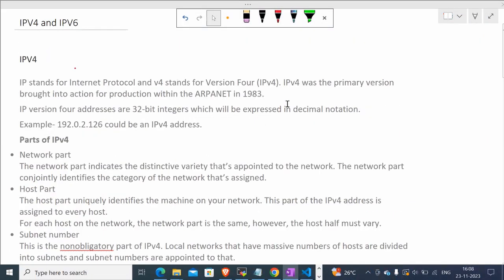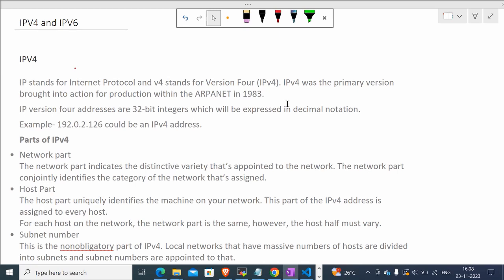Hello everyone. So today we will see what IP addresses are. An IP address is nothing but a unique address of your system or any network device which is present in a network or internet network. There are two categories of IP: one is IPv4, one is IPv6.